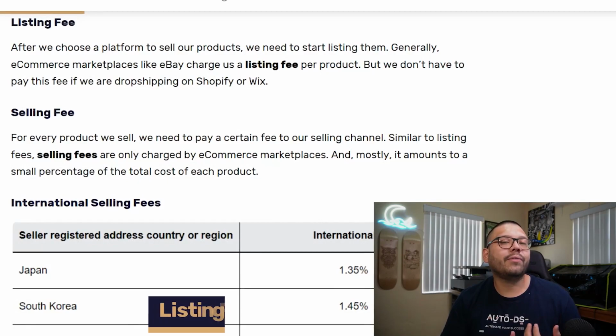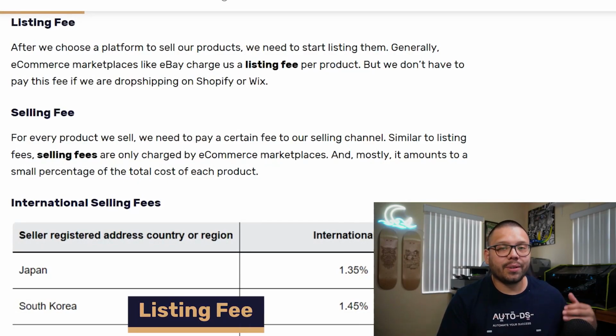Another fee that you need to be mindful of is going to be your listing fee. If you're selling on a platform like Shopify or Wix or WooCommerce, pretty much your own website, you don't have to worry about listing fees because you're not going to get charged per product that you put up. Now, if you're selling on a platform like, let's say, Etsy, then you are going to have a listing fee. So what happens here is each time that you upload a product, you're going to get charged 20 cents.